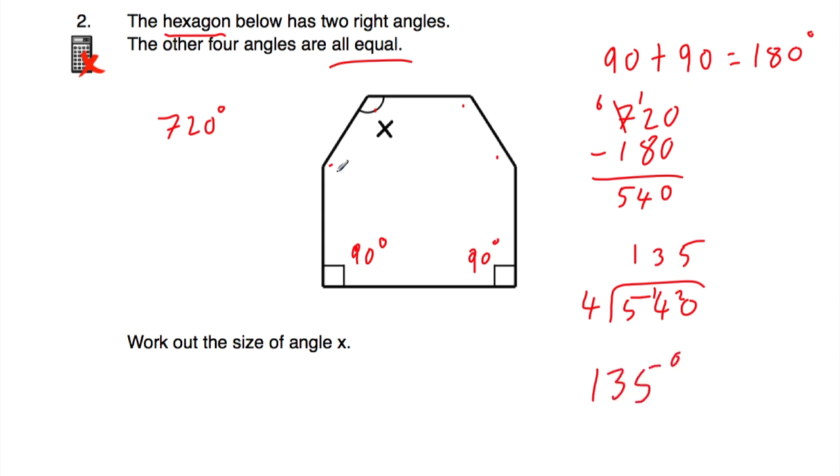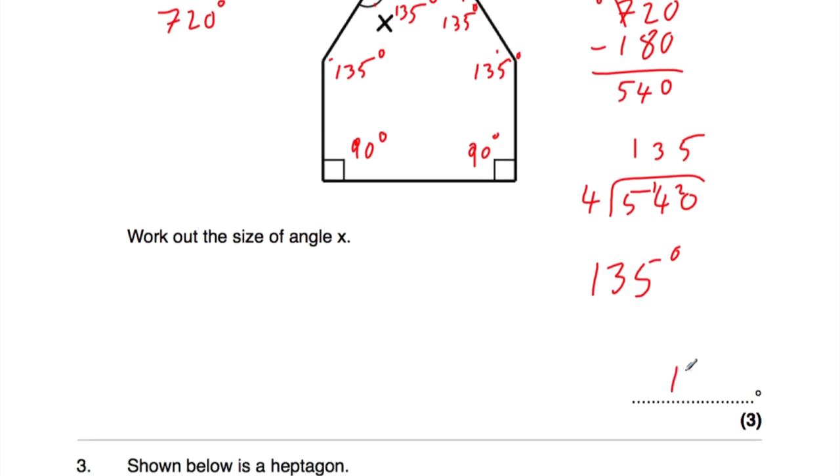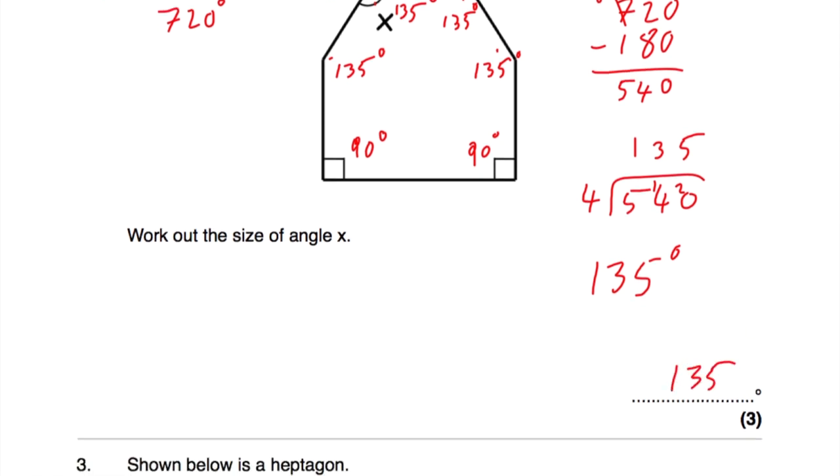So that means that's a 135 degree angle, and that, and that, and that's a 135 degree angle. If we really wanted to, we could add those six angles up and we should get 720. And that's it. We've worked out the value of the angle X. That's 135 degrees. Okay, let's have a look at our next question.